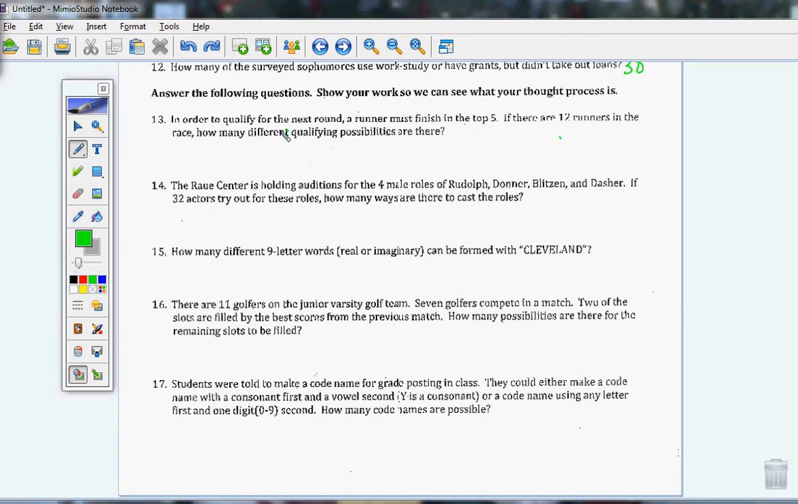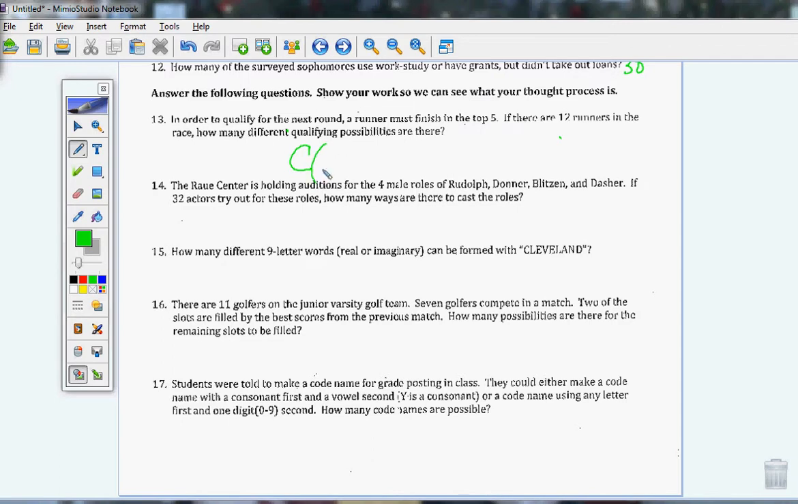Alright, so looking at number 13. We must finish in the top 5. So if you read through this scenario, how many different possibilities of people just qualifying for the next round, not getting first, second, third, fourth, and fifth? This is one that's actually a combination problem because of that. So when we notice that we're just advancing to the next round, how many different ways can we do it? It doesn't matter if you get first or fifth, okay?